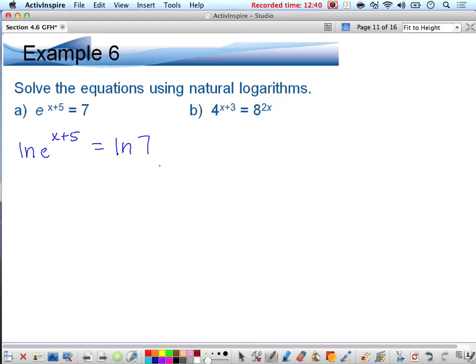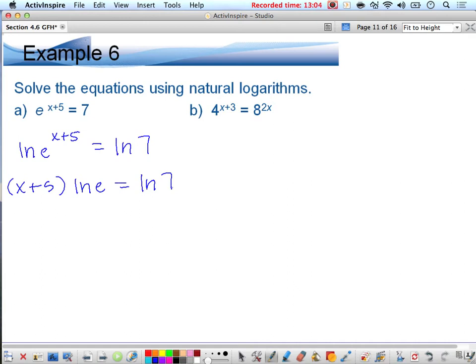Because the exponential was already isolated, the first step I had to do was go ahead and take the natural log of both sides. That allows me to bring the x plus 5 to the front. So it drops down and becomes x plus 5 times the natural log of e is equal to the natural log of 7. Well, at this point, normally, I would distribute that parenthesis, right?